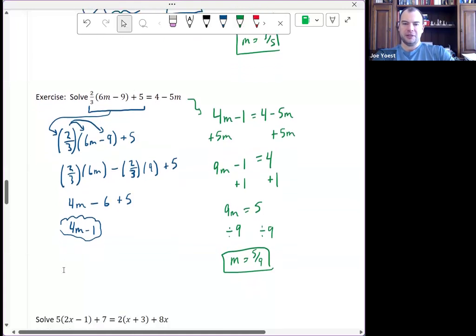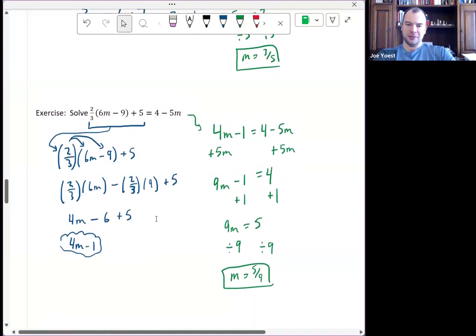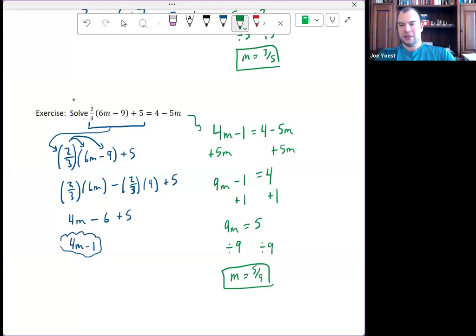Okay, let's take a look at this solution. So again, like the previous one, we have a right-hand side that's nice and simplified already, but the left-hand side could use some work. So we distribute the 2/3 into the 6m minus 9 to get 2/3 times 6m minus 2/3 times 9, and then the plus 5 just comes along to the next line.